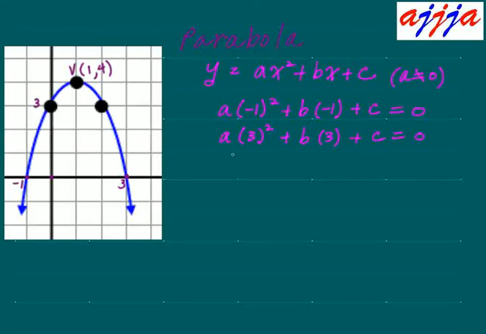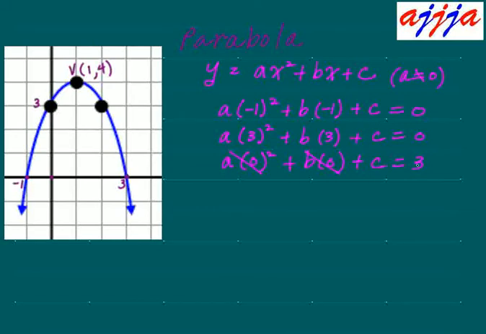3 is the y-intercept, so actually that coordinate is 0, 3, right? That means we plug 0 here. So a times 0 squared plus b times 0 plus c equals that y. y is 3 right there. Now, actually 0 squared is 0, so we can erase this one. Then c is 3.